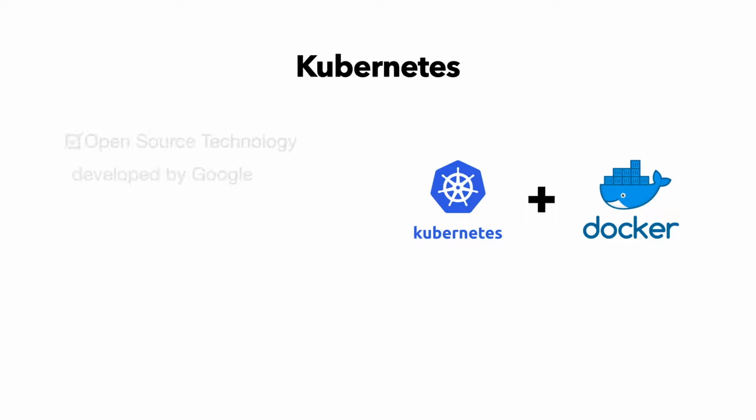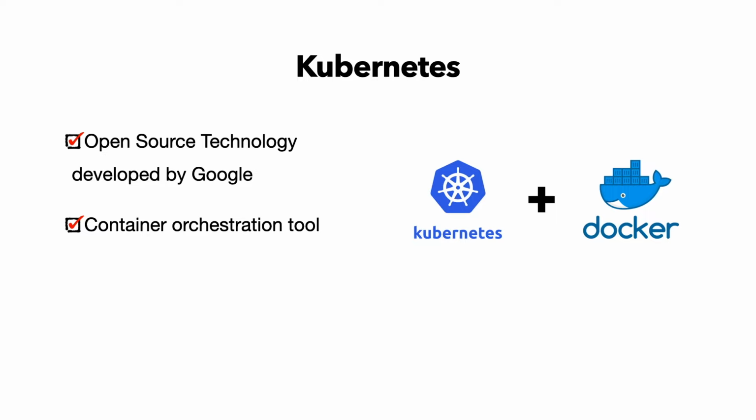Kubernetes is an open-source technology developed by Google to facilitate the orchestration of containerized applications. That is why an official definition of Kubernetes is a container orchestration tool. As you can see, containers are the foundation of Kubernetes technology. So, if you want to learn Kubernetes, you must first understand what a container is and why we use them.